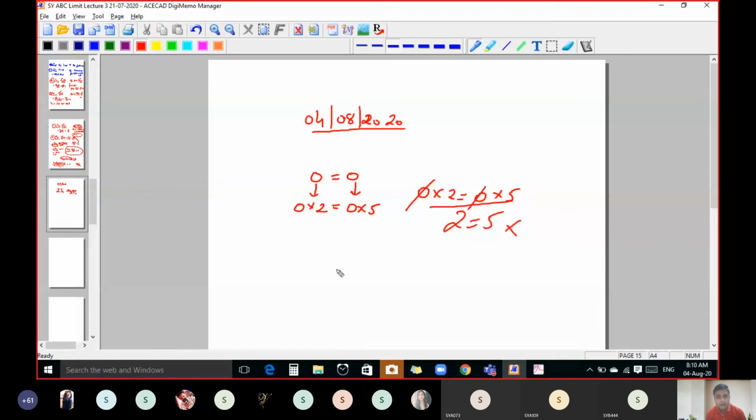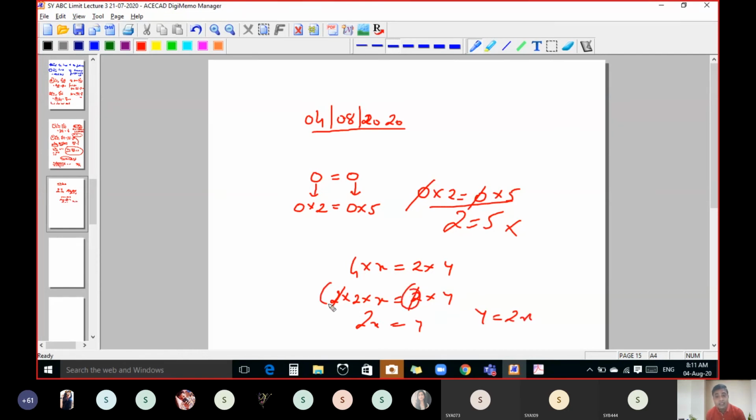One more thing, listen. 4 into x equal to 2 into y. If it is like this, then you can write this 4 as 2 into 2, and this is 2 into y. You can cancel this 2, no problem. So you will get 2x equal to y, or you can say that y equal to 2x. That is valid. You can cancel this number.